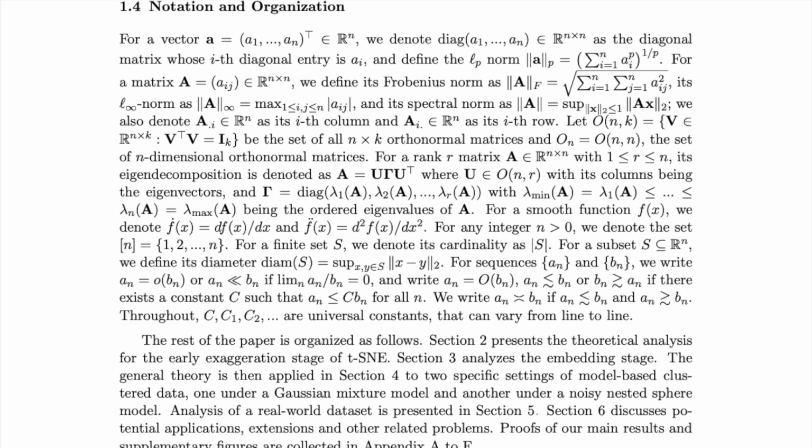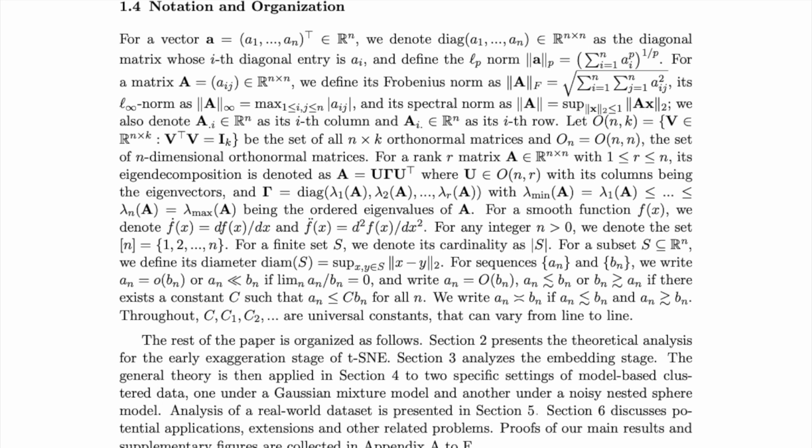For a smooth function f(x), we denote f'(x) = df/dx, and f''(x) = d²f/dx². For any integer n > 0, we denote the set [n] = {1, ..., n}. For a finite set S, we denote its cardinality as |S|. For a subset S ⊂ R^n, we define its diameter diam(S) = sup_{x,y∈S} ||x − y||_2.